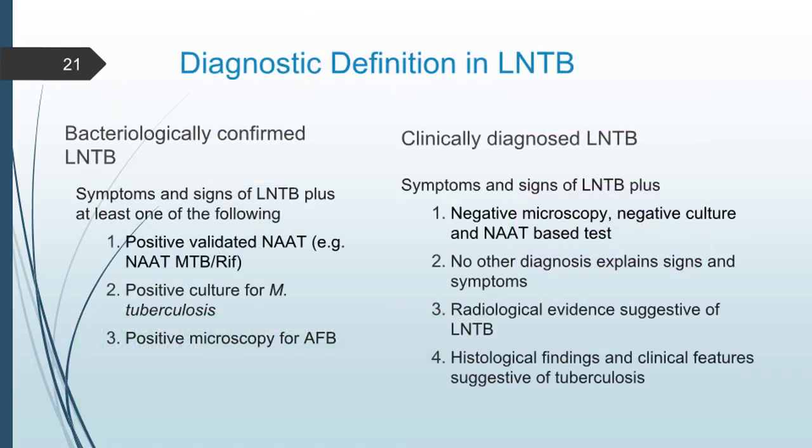Lymph node TB can be either bacteriologically confirmed or clinically diagnosed. Bacteriologically confirmed LNTB is positive on AFB staining, NAAT, or culture. Clinically diagnosed have clinical and histopathological features in favor of the diagnosis. Histopathological features of tuberculosis include presence of epithelioid cells, granulomas, and necrosis in the lymph nodes.